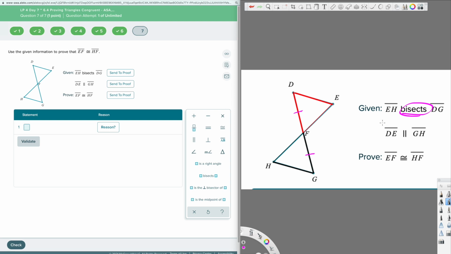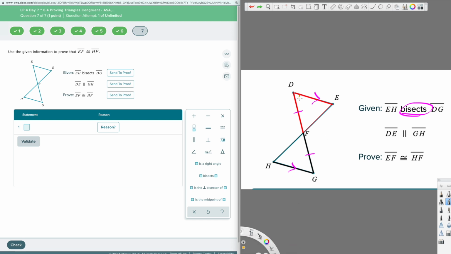The second part I'm given is that DE is parallel to GH. So again, I'm going to have to use that. What does that mean? I can go through, and we did this one just like we did a couple problems ago, when we were using alternate interior angles. So I'll do that in yellow.